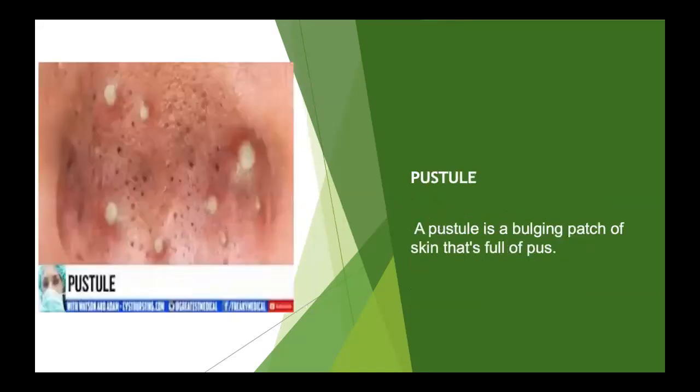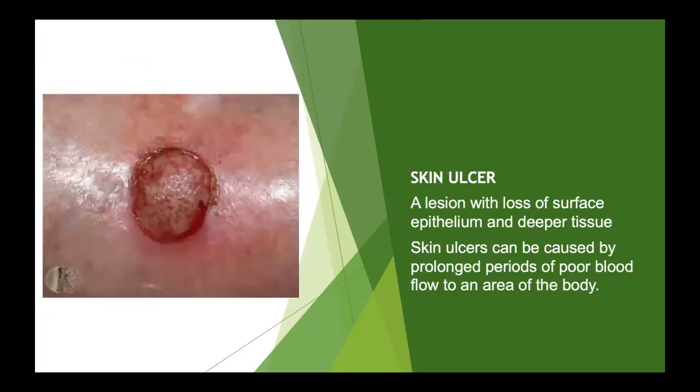You have pustules, which are more or less the same. The definition is the same as a papule, but this one is filled with pus. Skin ulcers as well. So a lesion with loss of surface epithelium and deeper tissue. The skin ulcers can be caused by a prolonged period of poor blood flow to an area of the body.